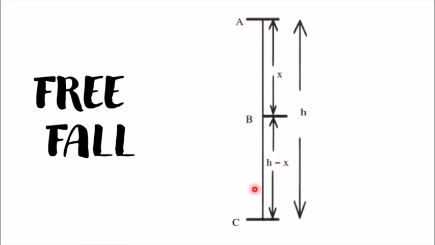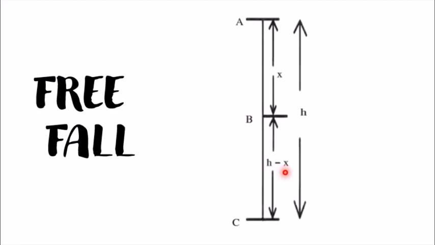The whole distance from A, when you throw the object, until it reaches the ground at C, that is H. So if this part is X, this part will be H minus X. So B to C will be H minus X. Why? Because A to C, the entire height, is H. That is why B to C, the height, will be H minus X.